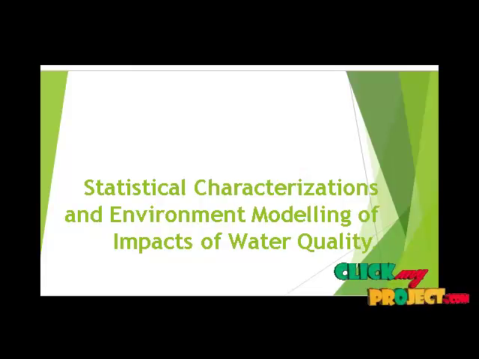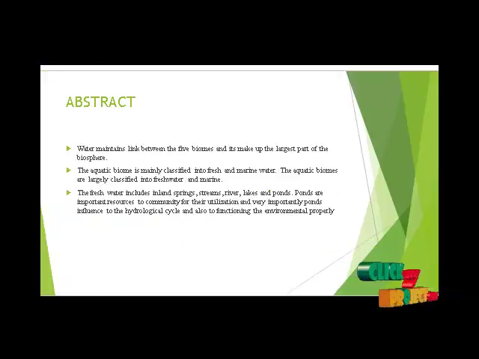The title of the project is Statistical Characterizations and Environment Modeling of Impacts of Water Quality. The abstract of the project is: water quality is important to assess the ecological quality of temporary ponds, which serve as a bird sanctuary, especially influencing the pond environment.